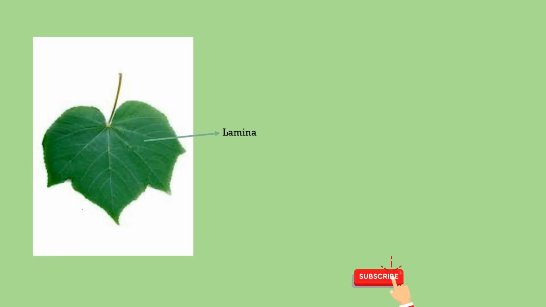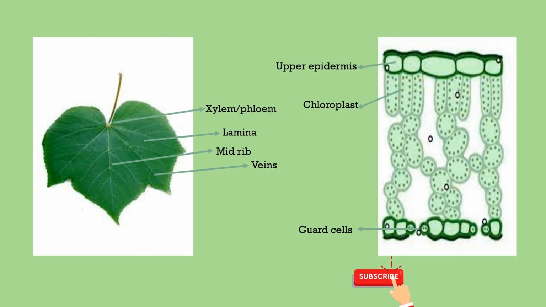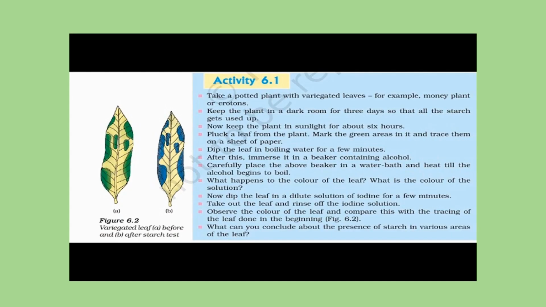This is a leaf. The surface of the leaf is the lamina. These are veins, and the center vein is the midrib. The end of the stem contains vascular bundles called xylem and phloem. If you take a cross section of a leaf and observe it under a microscope, there is the upper layer, the epidermis, and the green dots in the leaves show a prominent presence of chloroplasts, and there are some guard cells at the bottom in the lower epidermis.